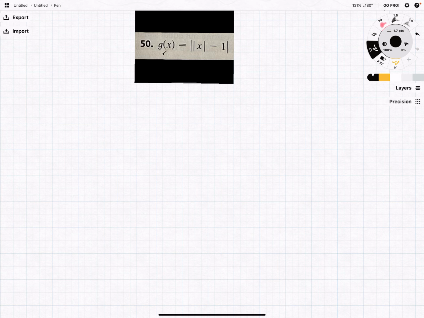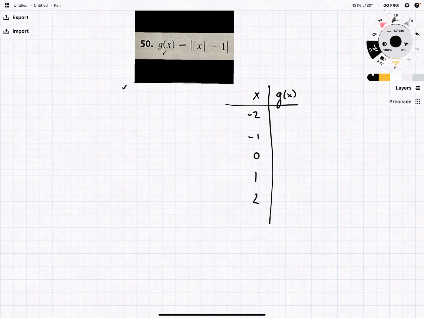And if it's not so obvious at first to see how this graph is going to look, then we can always just start with a basic table of values and see how it goes from there. So let's go ahead and start with an x and a g of x. And here we'll put -2, -1, 0, 1, and 2.